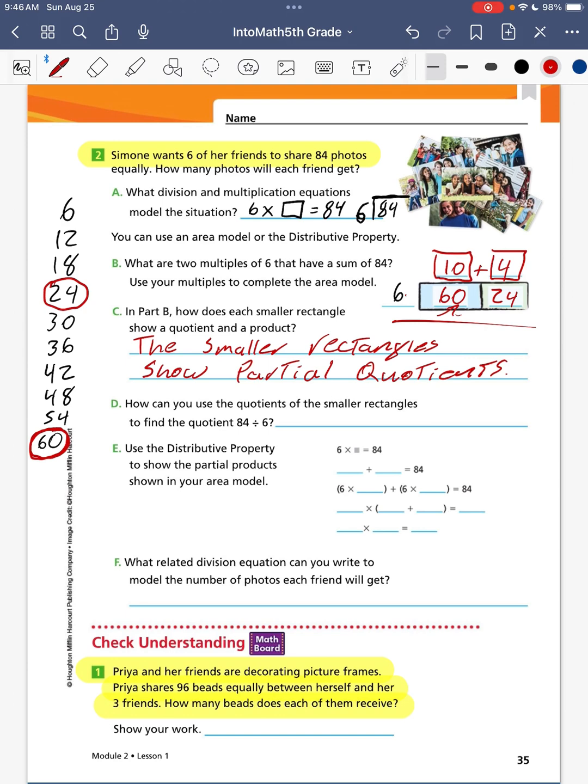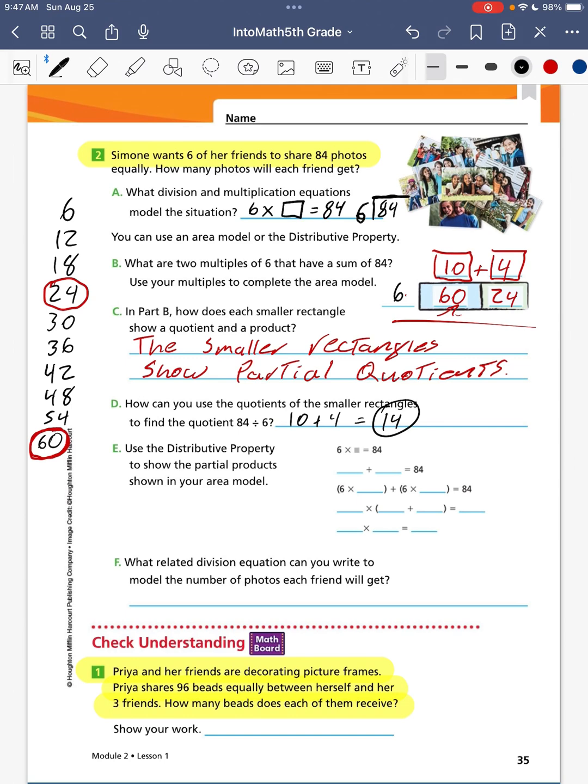How can we use these partial quotients to find the quotient of 84 divided by 6? Well, I know that I have the partial quotient of 10, of 6 times 10 equals 60, and the partial quotient of 4, of 6 times 4 equals 24. If I add these up together, I have that the total quotient is 14.